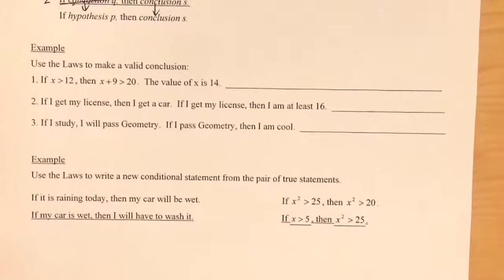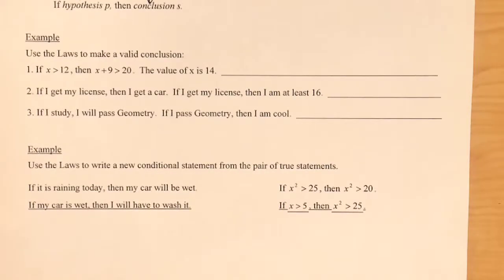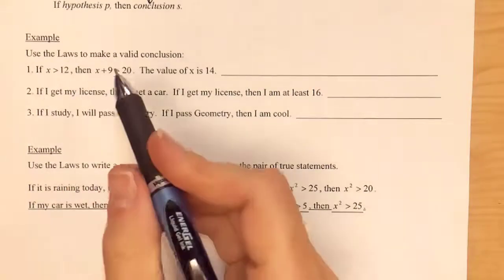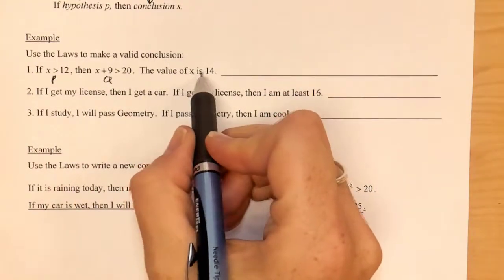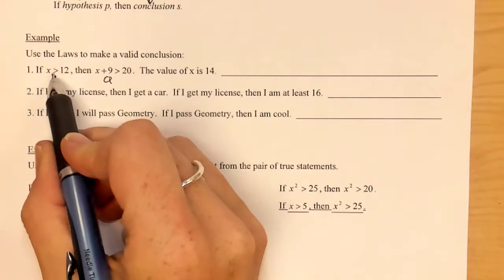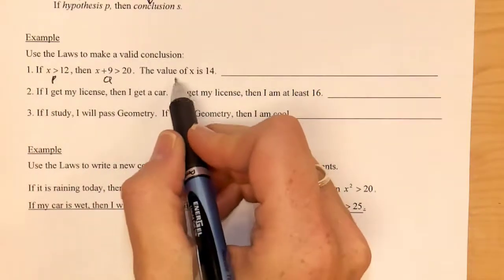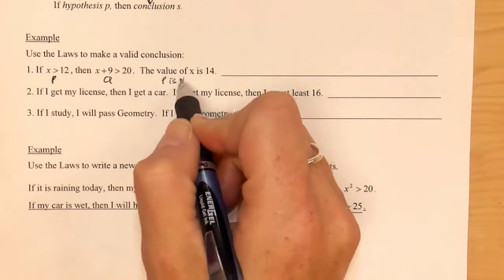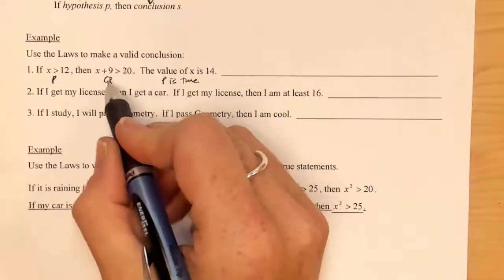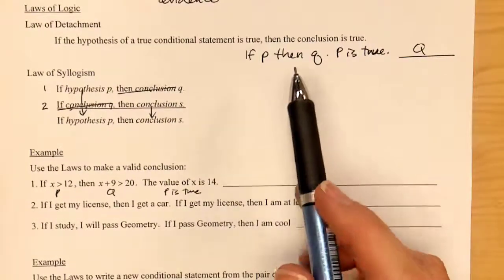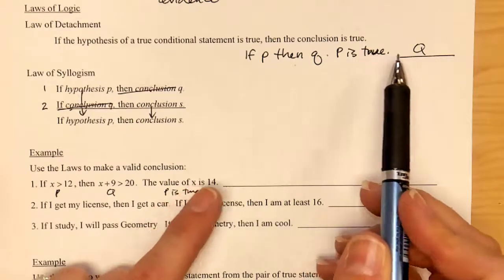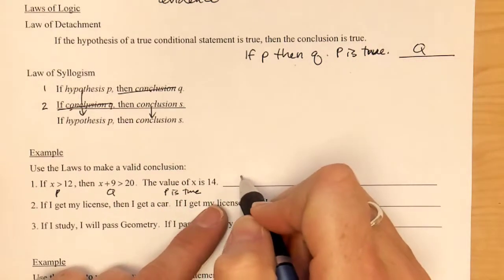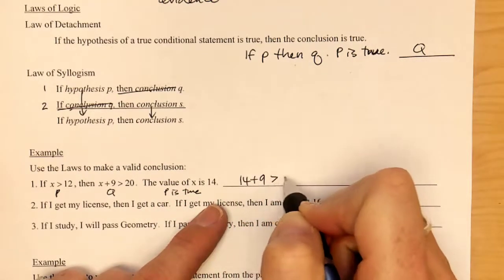So a couple of practice laws here. If x is greater than 12, then this is true. So here's my P, then my Q. And they're telling me that x is 14. So x is greater than 12, which means my P is true. So I just have to list out my conclusion. It's much like this one. If P then Q, my P is true, then I just have to write the conclusion. So that means that 14 plus 9 is going to be greater than 20.